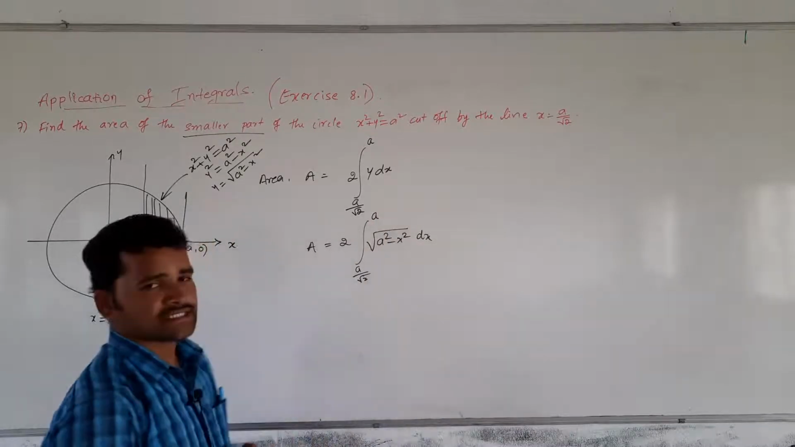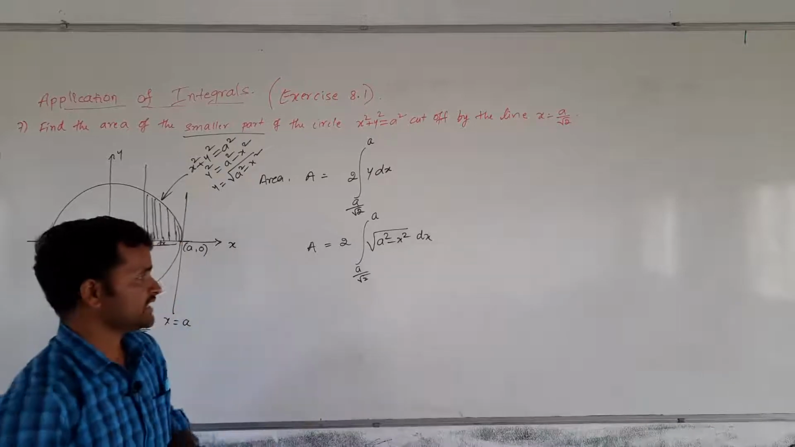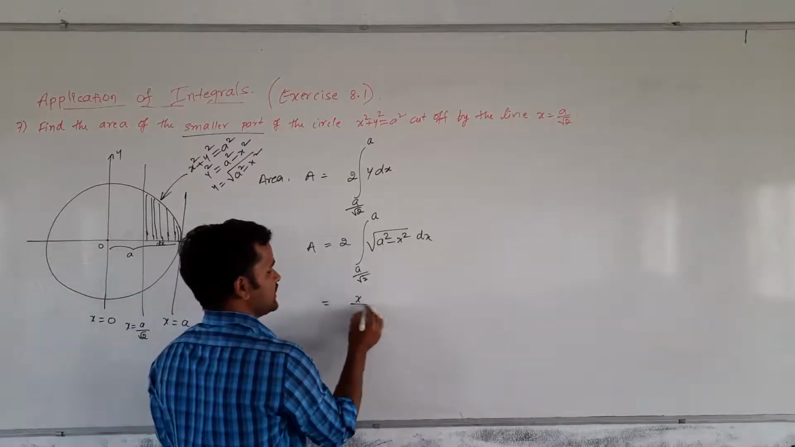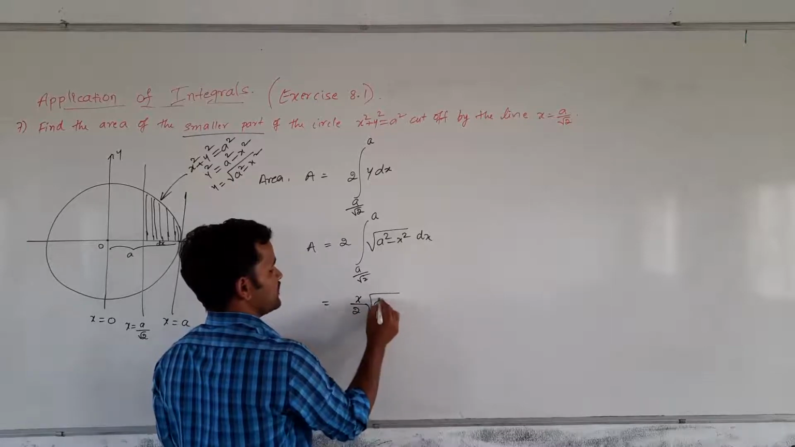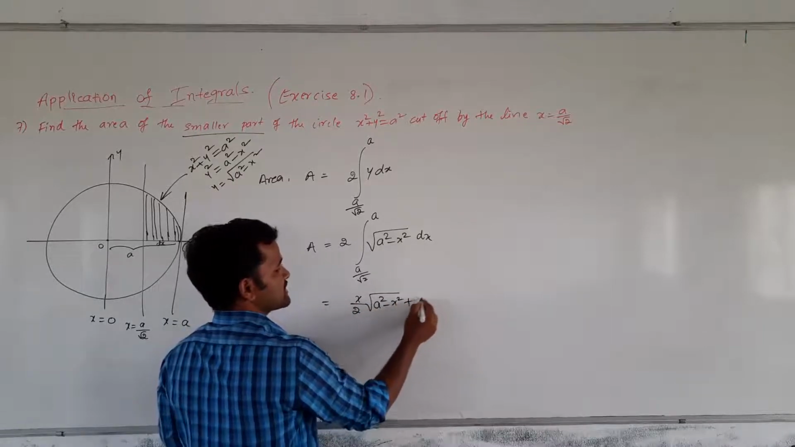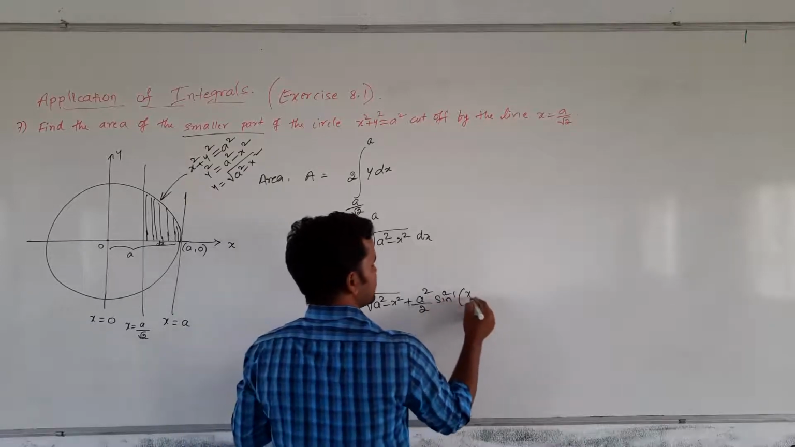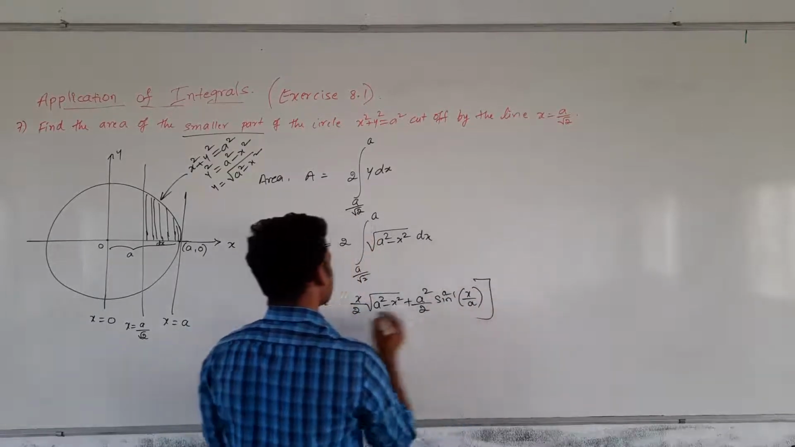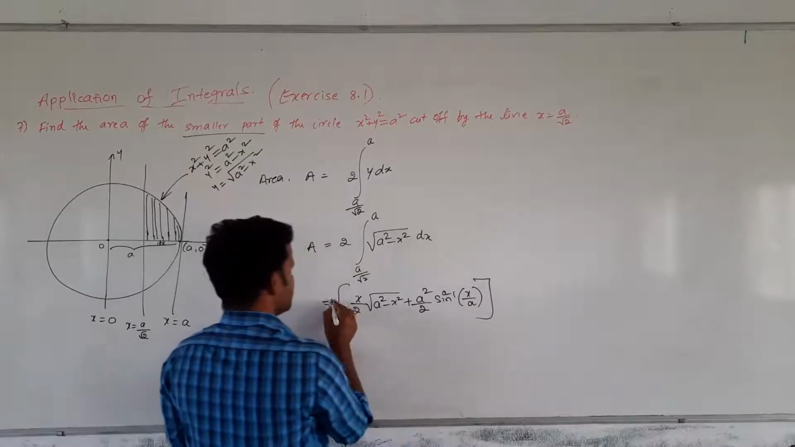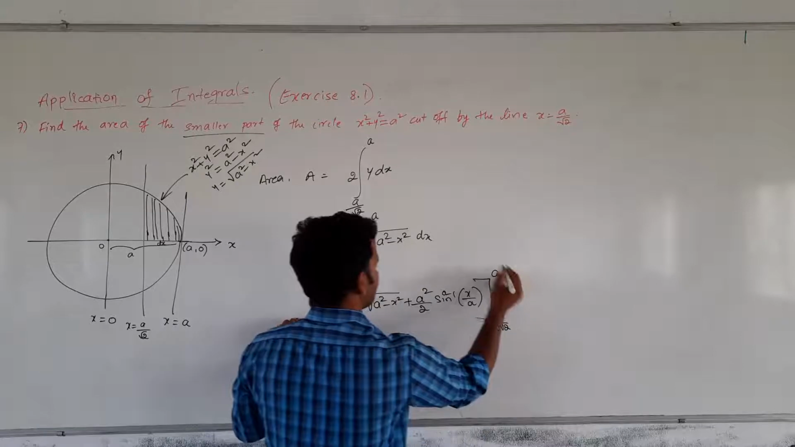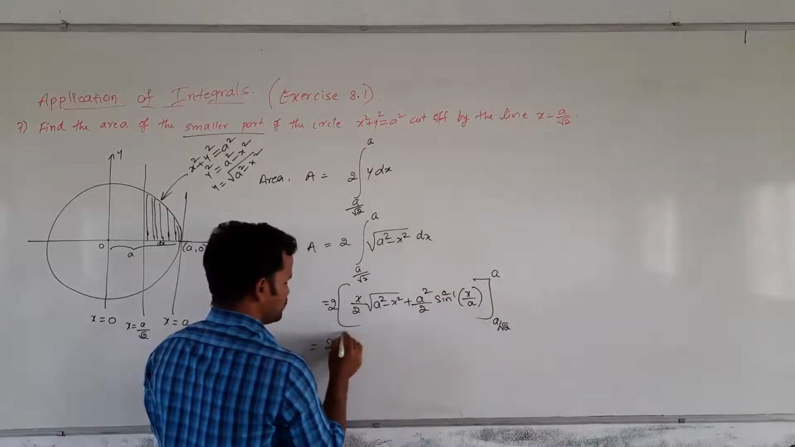Now it is a standard result, we can integrate it directly. Integration of square root of a square minus x square is x by 2 into square root of a square minus x square plus a square by 2 into sin inverse of x by a. The 2 times is outside, with limits a by root 2 to a.